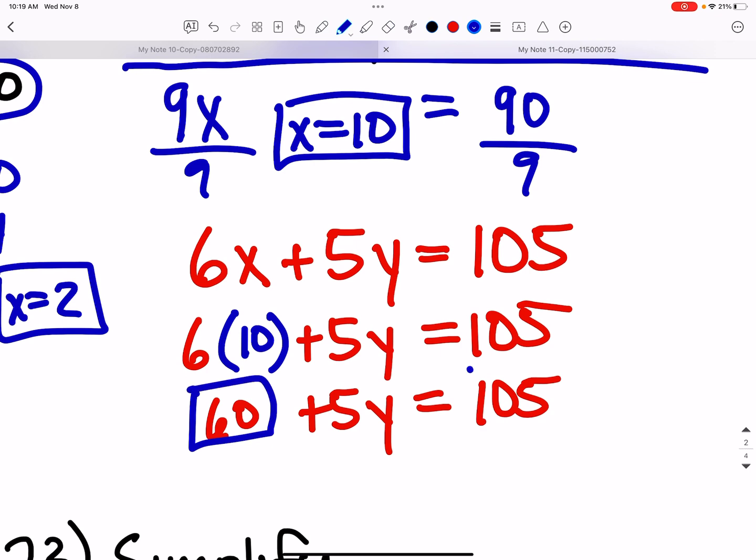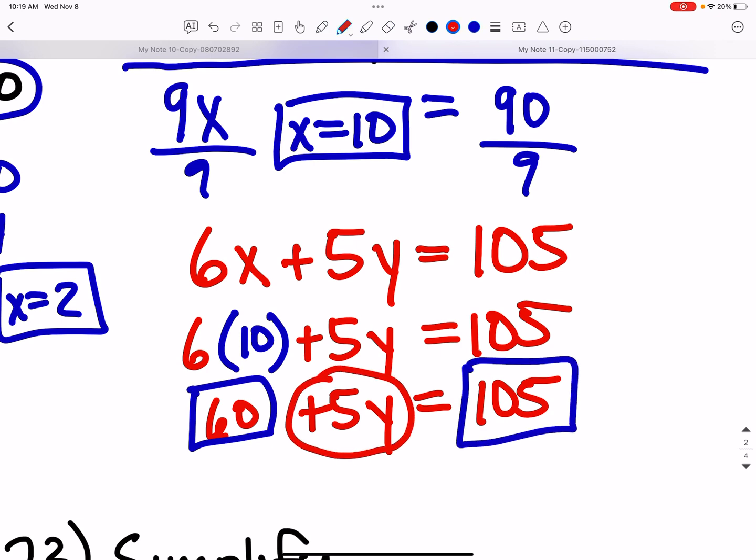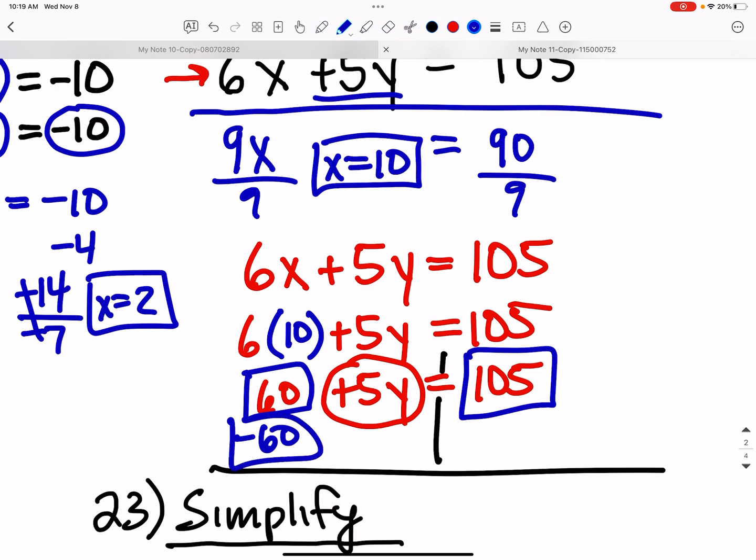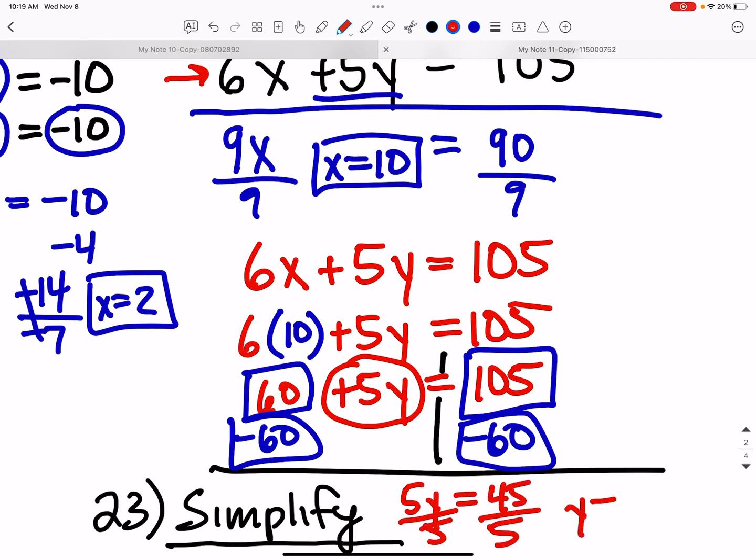There's a number team, letter team. So the guy that needs to move here is the 60. Let's move him. -60, -60. And we've got 5y's equal 45. Top versus bottom the 5. And y equals 9. So we've got 10, 9.